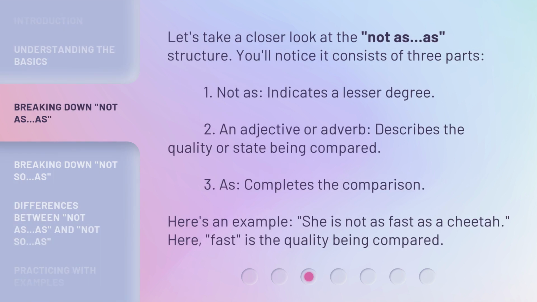Let's take a closer look at the not as... as structure. You'll notice it consists of three parts. 1. Not as indicates a lesser degree. 2. An adjective or adverb describes the quality or state being compared. 3. As completes the comparison. Here's an example. She is not as fast as a cheetah. Here, fast is the quality being compared.